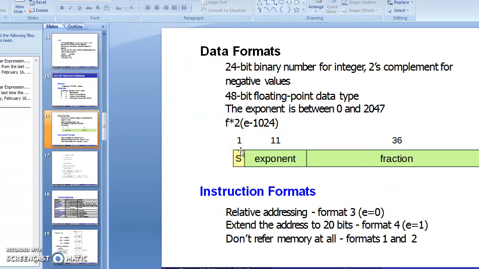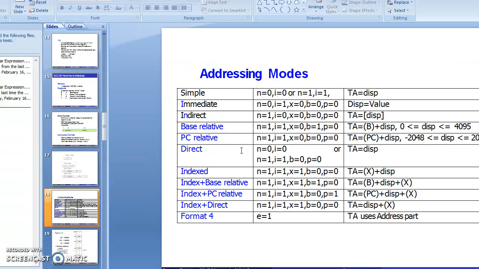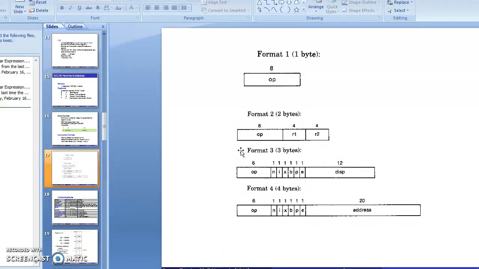There are 4 instruction formats we are going to utilize, along with the addressing modes. Format 1 consists of only an opcode. Format 2 consists of an opcode along with 2 registers, R1 and R2. These R1 and R2 may be general purpose registers, either B or S.